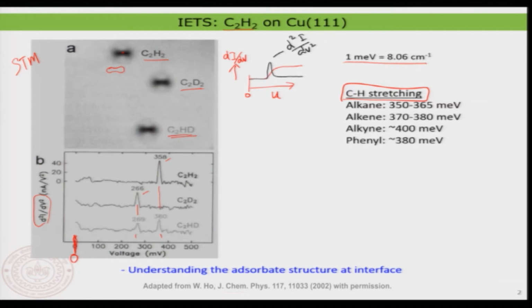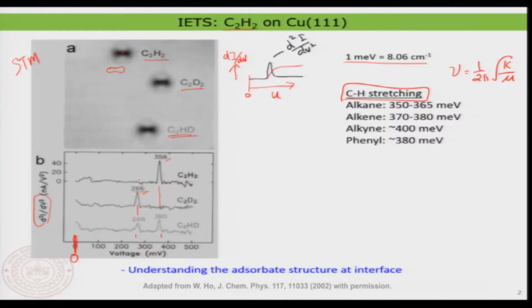This is quite simple to understand, because you already know that when you have the CD bond, deuterium is heavier, and you can just plug that into the frequency equation. That is 1 by 2 pi root of k by mu, where k is the force constant and mu is the reduced mass, which contains the masses. Now, when 2 heavier atoms are vibrating, their vibrational frequency is naturally lower. That is exactly the reason why you see that the peak is shifted to a lower energy.